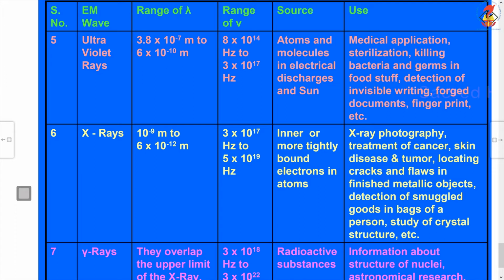Then the next thing is ultraviolet rays, UV rays. The wavelength is ranging from 3.8 × 10^-7 meter to 6 × 10^-10 meter, and the range of frequency is 8 × 10^14 hertz to 3 × 10^17 hertz. And how can UV rays be produced? Atoms and molecules in electrical discharges. UV rays can also be produced from the sun.